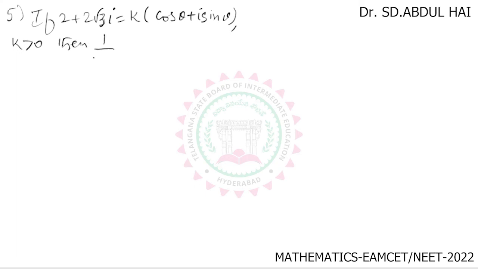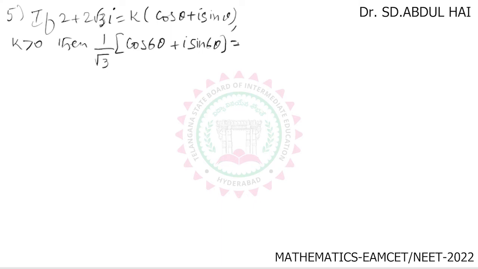If 2 plus 2 root 3 i is equal to k into (cos theta plus i sin theta), comma, k greater than 0, then I want the value of 1 by root 3 into (cos 6 theta plus i sin 6 theta).